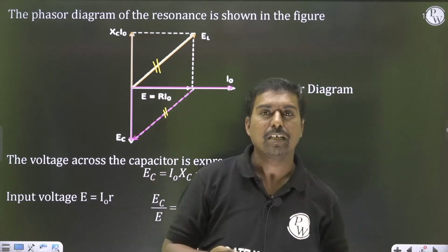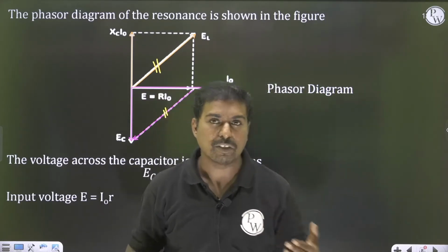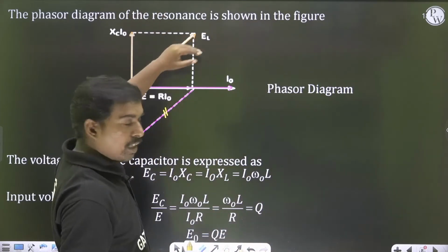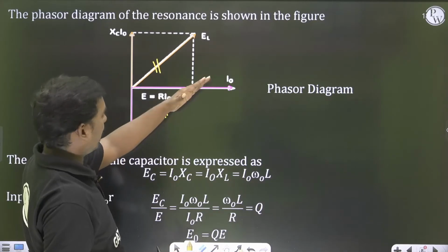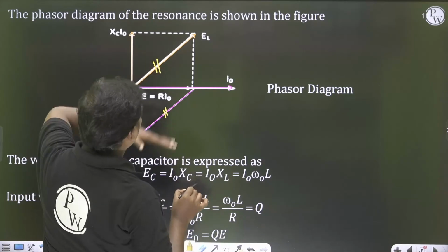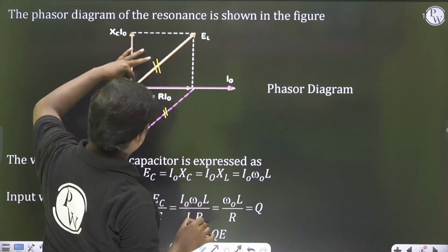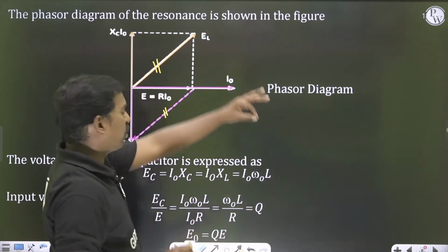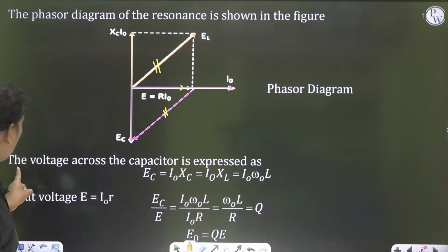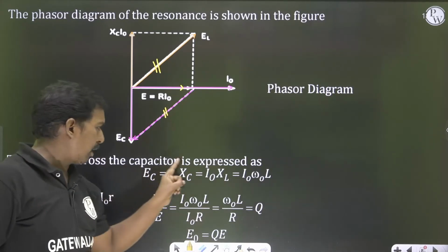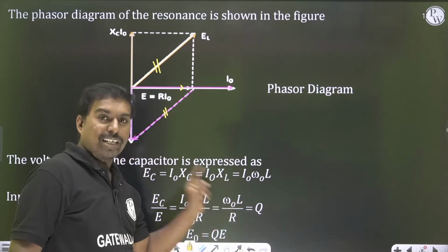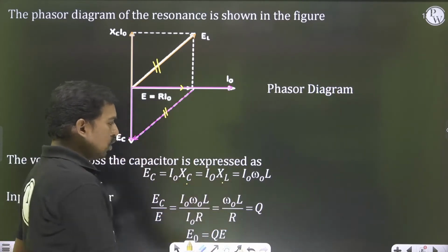But practically, no inductor is pure. It may have some resistance component also. So that's why the vector comes here. And similarly, 90 degrees is not possible. It comes like this. So now these two resultants are coming like this. These two are going to be equal to each other, and this is the resistive component. So the voltage drop across the resistor will be in phase with the current. The voltage across a capacitor is expressed as I into XC, which is equal to I into XL, because XC and XL both are going to be the same.